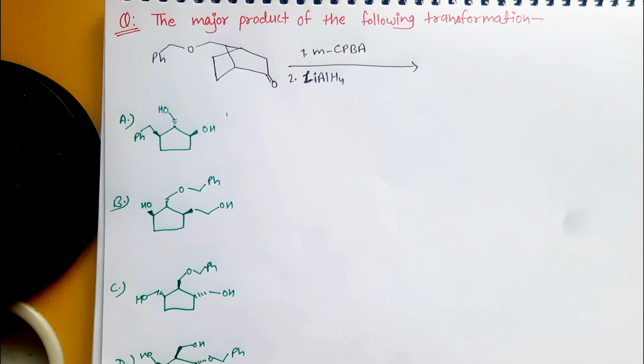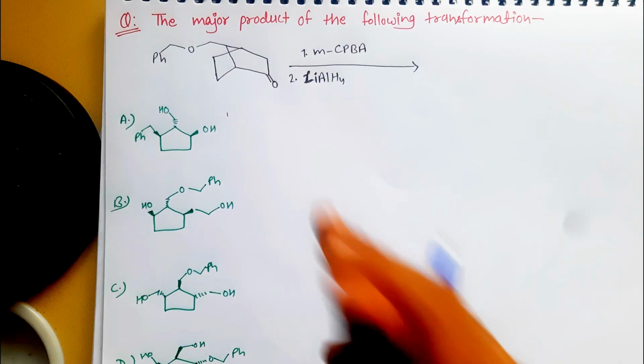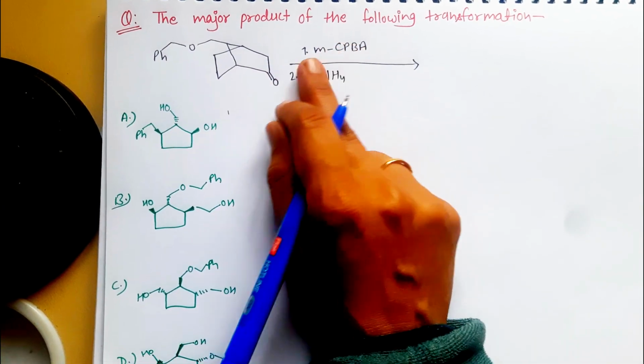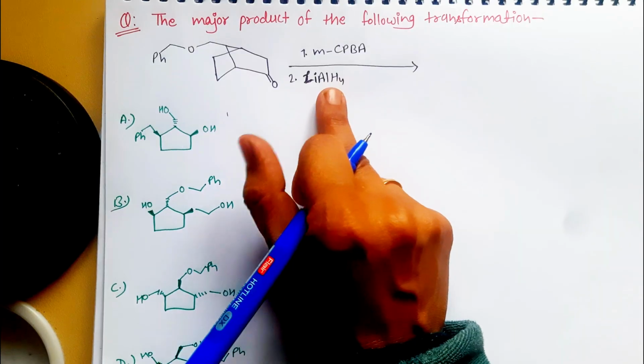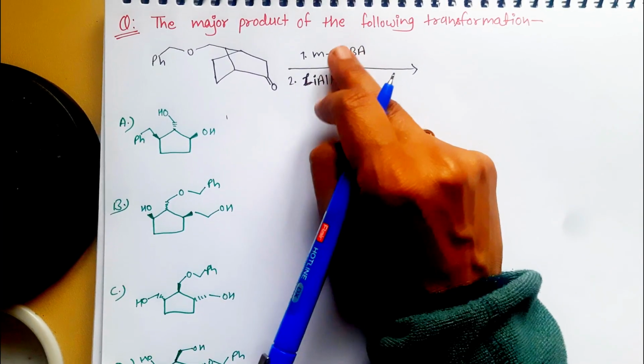Hello friends, today we start with this question. The question asks about the major product of the following transformation. Here they give one cyclic ketone, react with metachloroperbenzoic acid, and in the second step they treat it with lithium aluminum hydride.